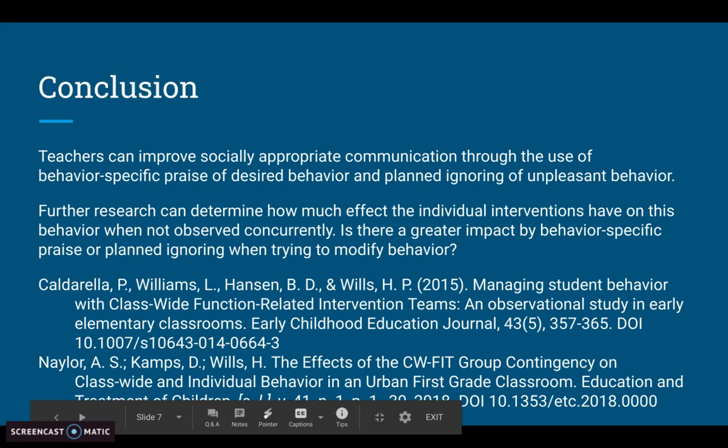After implementing the interventions of using behavior-specific praise for socially appropriate communication and planned ignoring for inappropriate communication, we confirmed these methods were successful in increasing the student's instance of hand raising during whole group instruction. Further research could determine the effectiveness of each individual intervention when not observed concurrently to see which one has a greater impact.